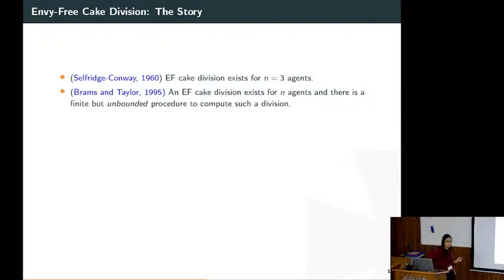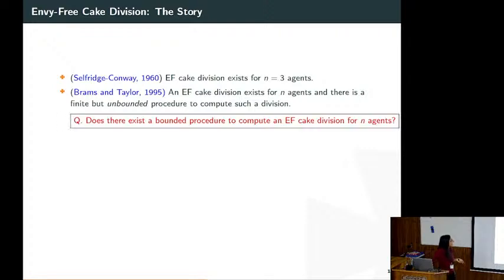By unbounded procedure, I mean that in the Robertson-Webb model, you cannot give a bound on the number of queries, such as n to the n many queries, with which you can find an envy-free division. You don't have such a bound. The number of queries can be arbitrarily large, but an envy-free division exists. For a long time, this question was open, whether there exists a bounded procedure, because if it is bounded, then we can compute it efficiently. Otherwise, what good is all this existence part doing to us if we cannot compute it?